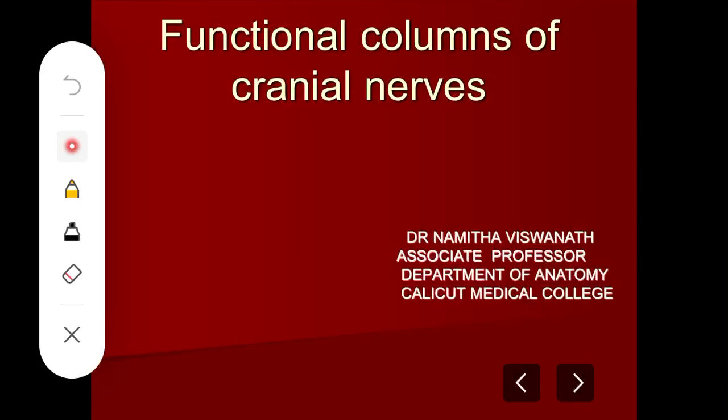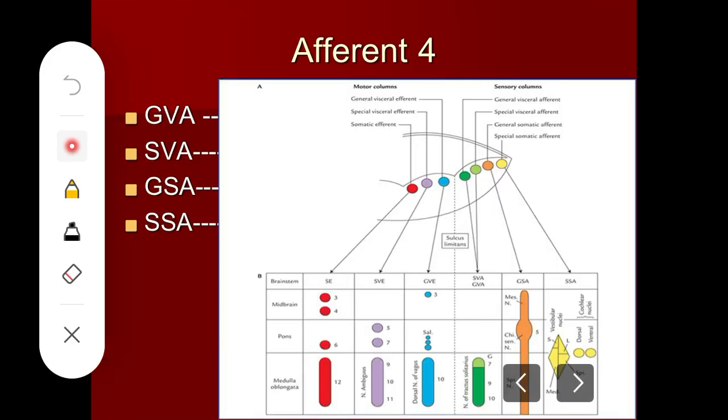Now we are going to the second part of the functional columns of cranial nerves. So we have finished the efferent part. Now we are going to the afferent part. So in afferent columns, we have got four functional columns.